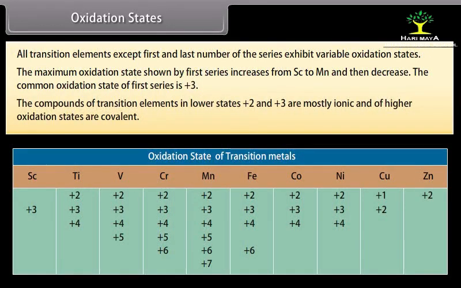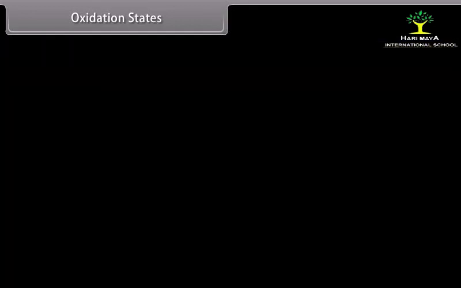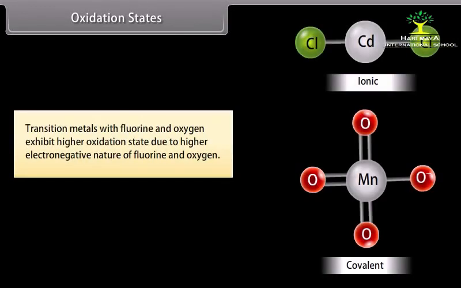The compounds of transition elements in lower states +2 and +3 are mostly ionic and those of higher oxidation states are covalent. For example, ZnCl2 and CdCl2 are ionic in nature and Cr2O7 2- and MnO4 - are covalent in nature. Transition metals with fluorine and oxygen exhibit higher oxidation states due to the higher electronegative nature of fluorine and oxygen.